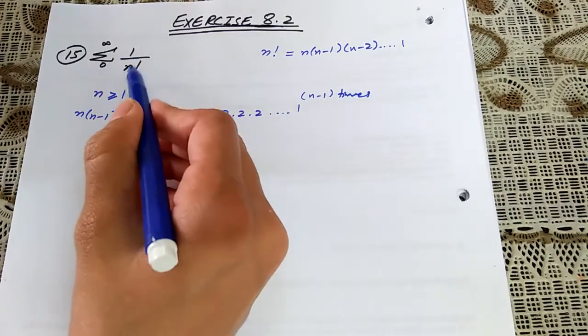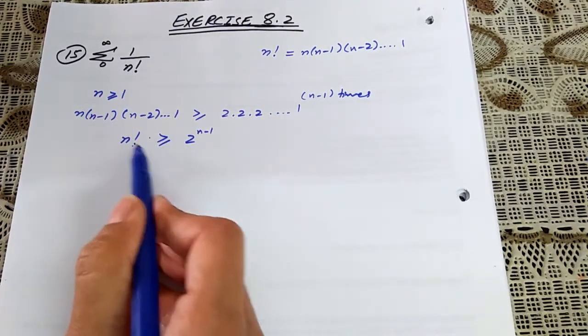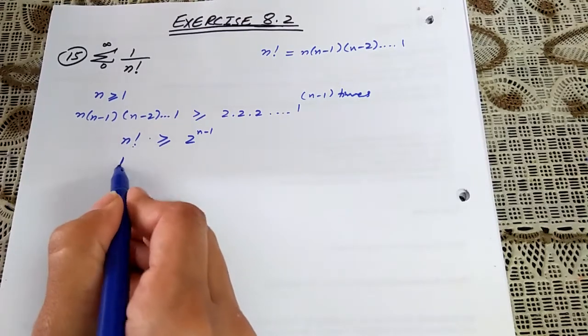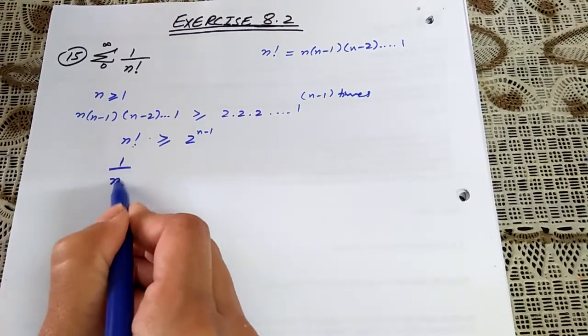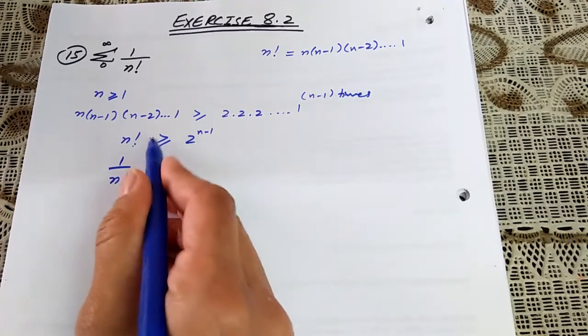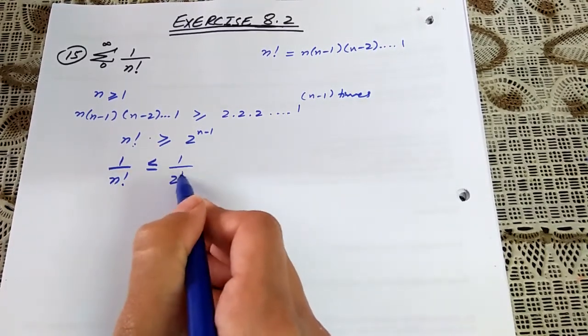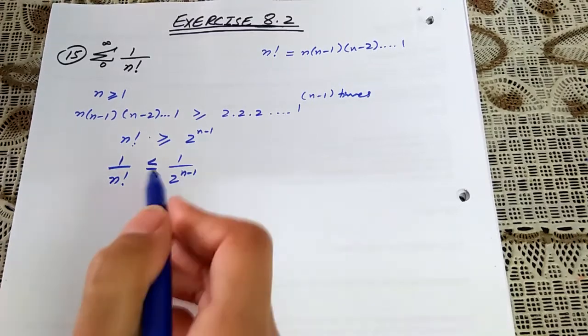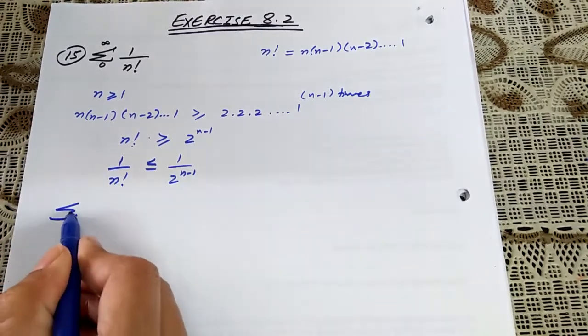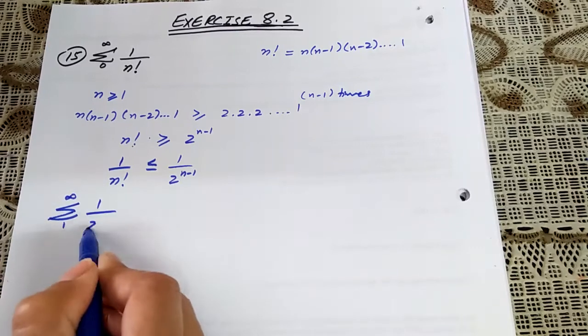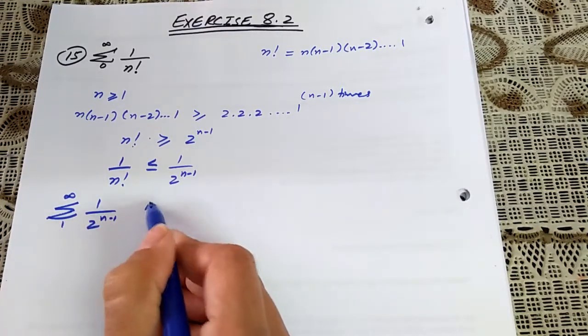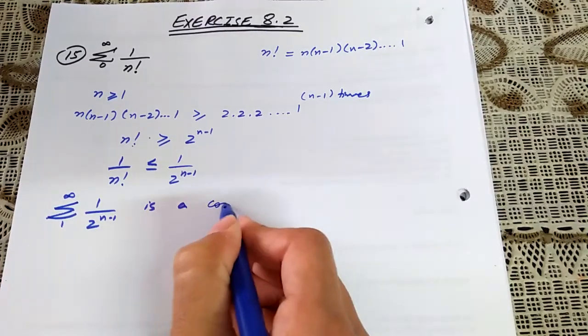Now we need 1 over n factorial, so take the reciprocal on both sides and invert them. We will get 1 over n factorial, and the sign will also flip, that is less than or equal to 1 over 2 raised to power n minus 1. And we know that summation 1 to infinity 1 over 2 raised to power n minus 1 is a convergent series.